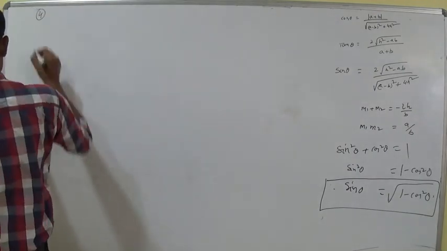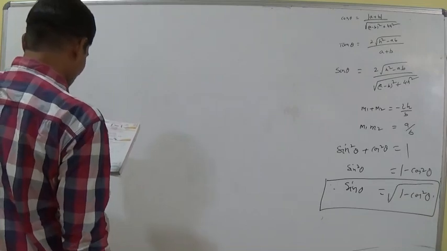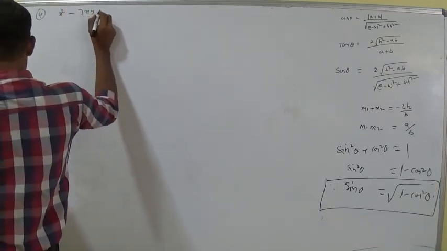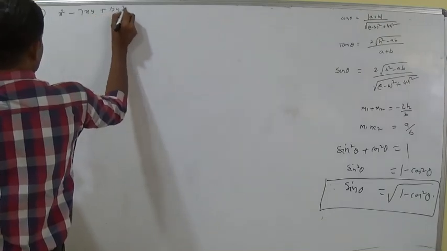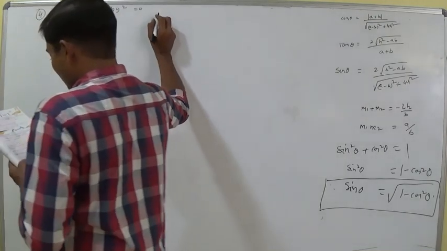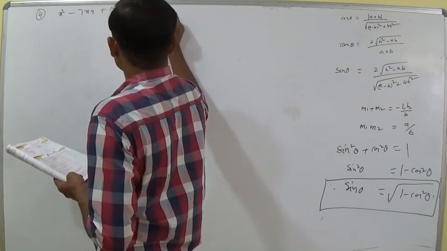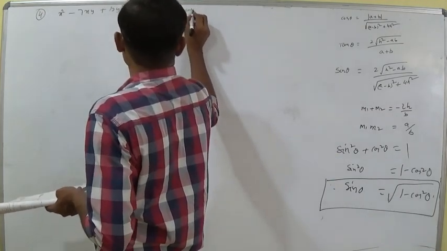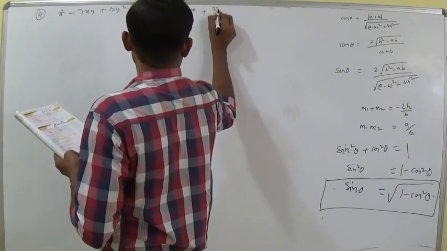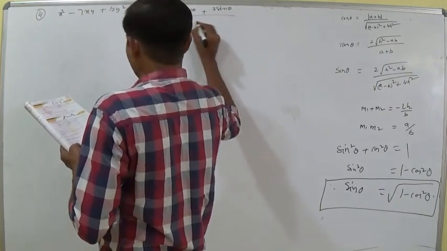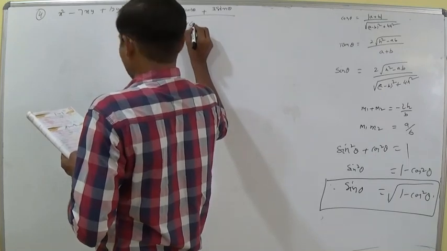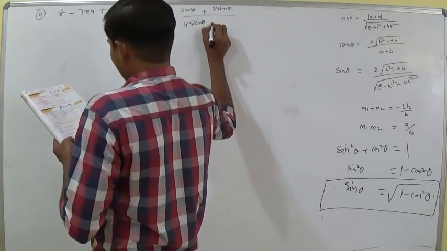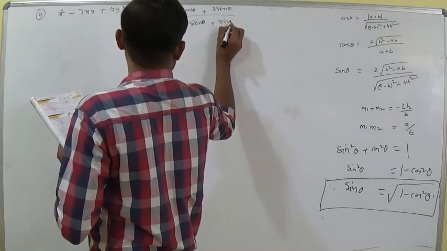Now, the fourth one is the last and final one of this worksheet. X square minus 7xy plus 12y square equal to 0. Then find the value of 2 cos theta plus 3 sin theta by 4 sin theta plus 5 cos theta.